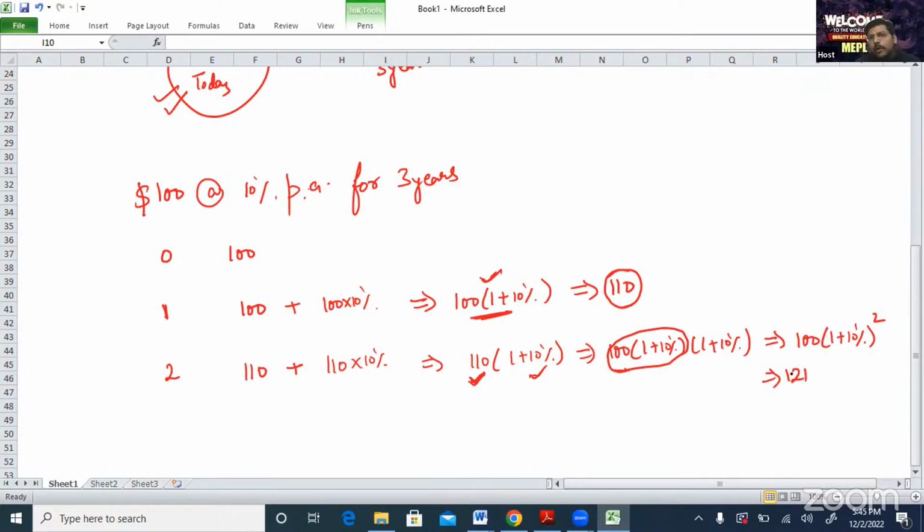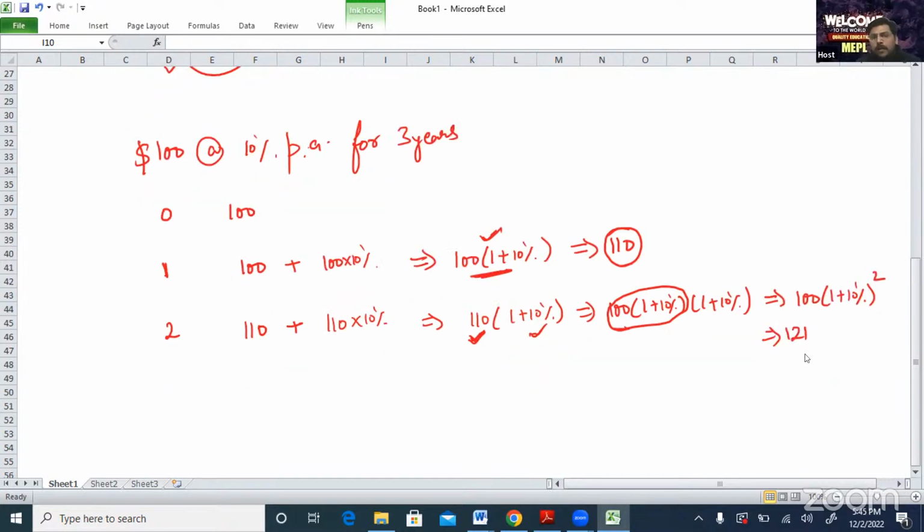So it is not simply 10% of 100 which we invested. There is interest on interest also. यहाँ पर interest के ऊपर भी interest लगा है. So the value is actually 121.